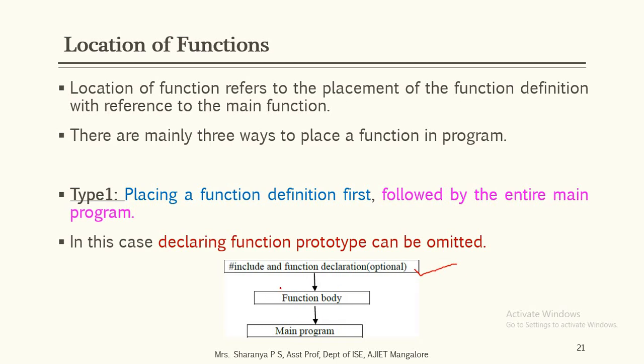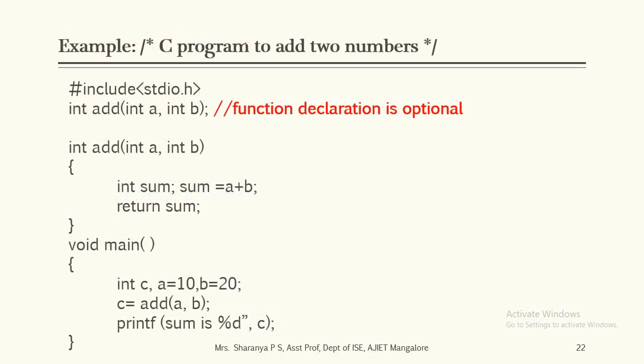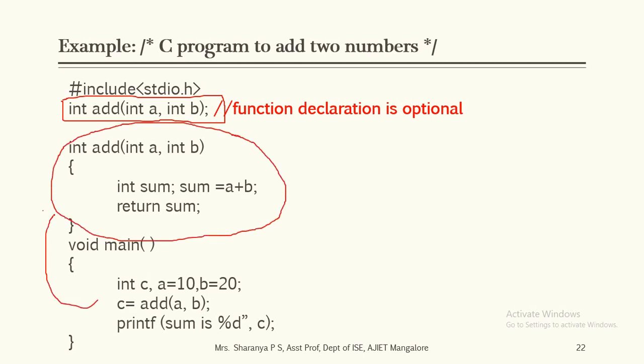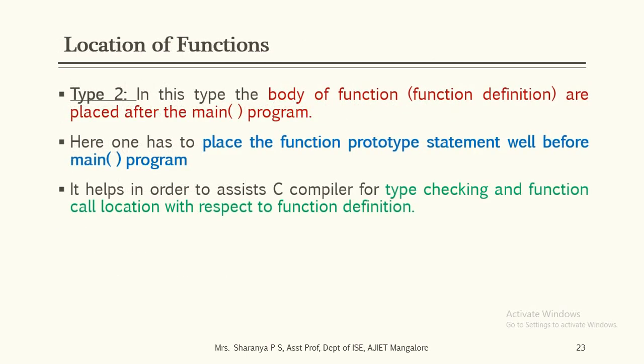After that, we are writing the function body and then the main program will be there. That's why here we are writing the function body at the very beginning itself, so the compiler need not search for the code. It is there at the beginning of the program itself. That's why the function declaration can be omitted. This is what we referred to as a function definition. Since we are writing this function definition before the main, the function prototype can be omitted. This is optional.